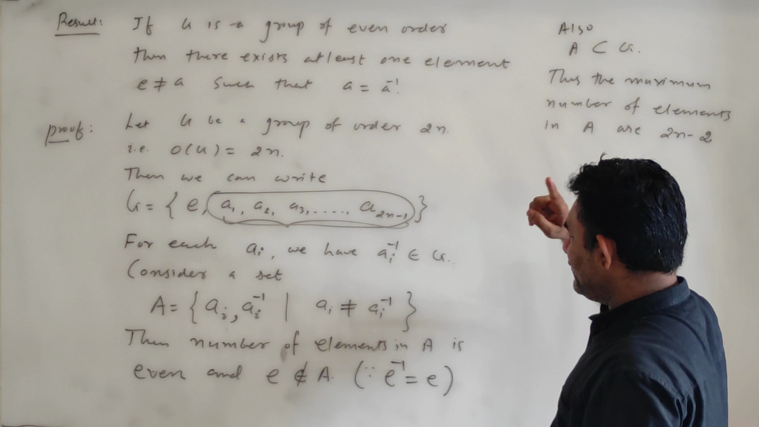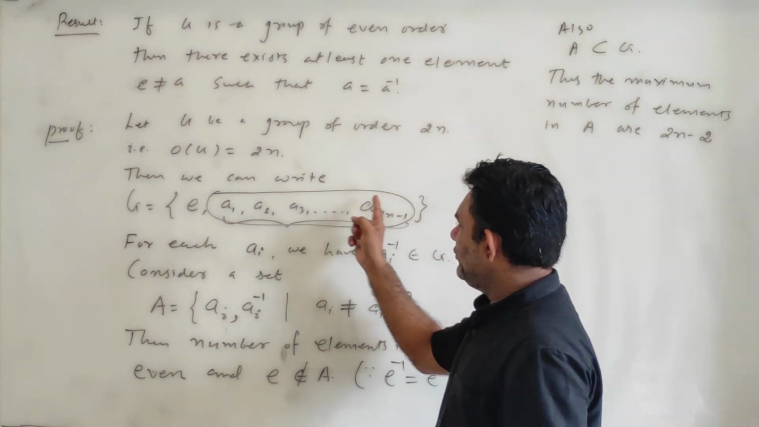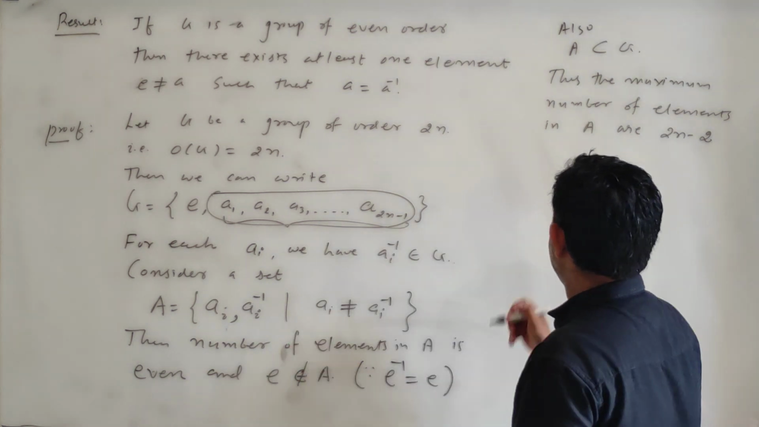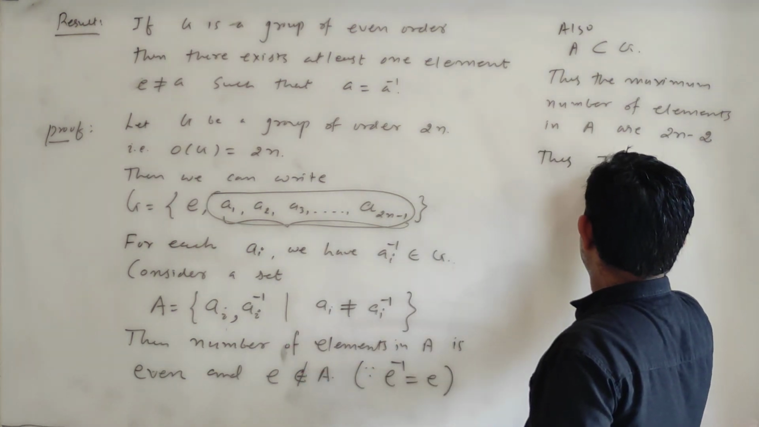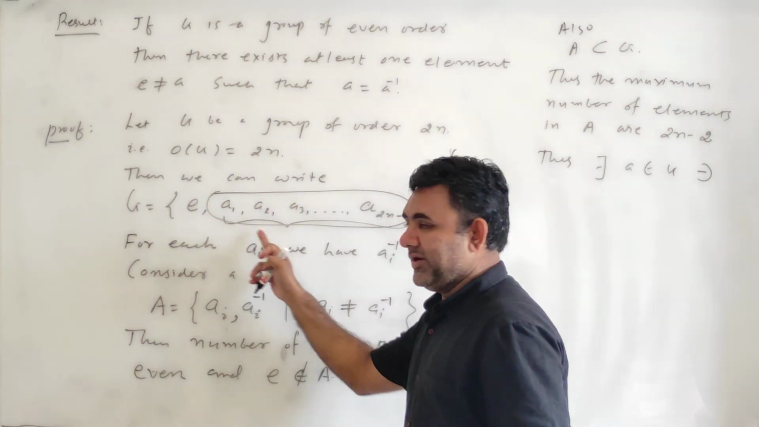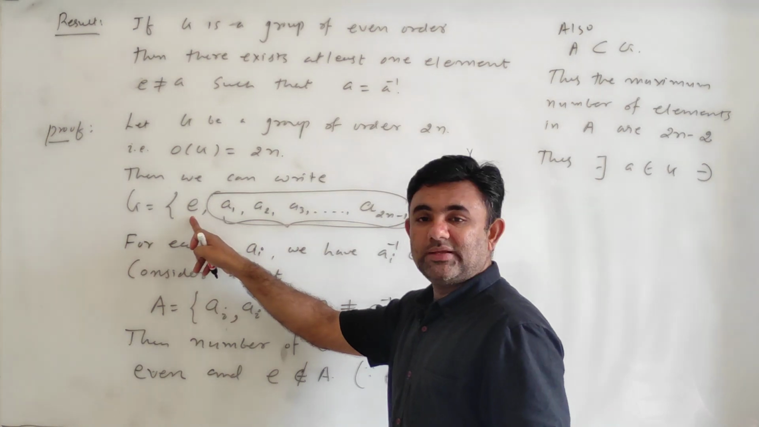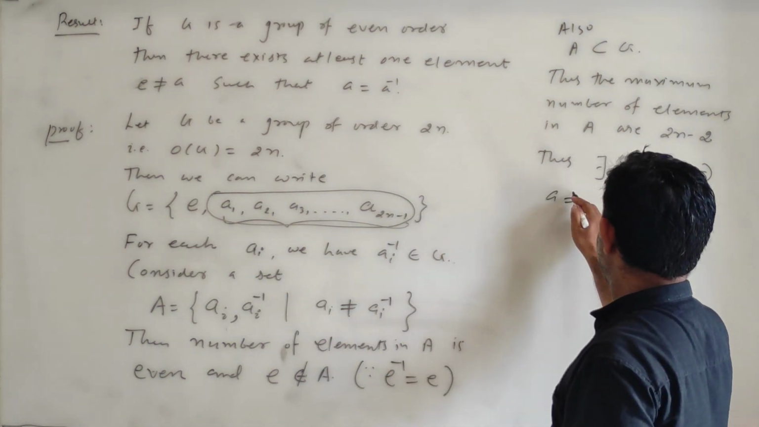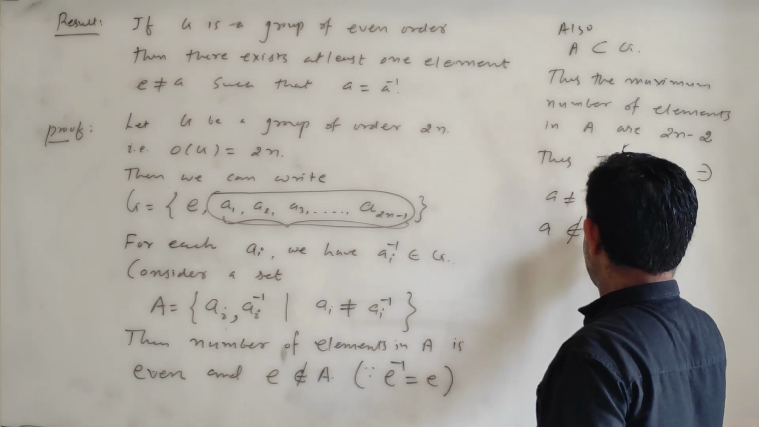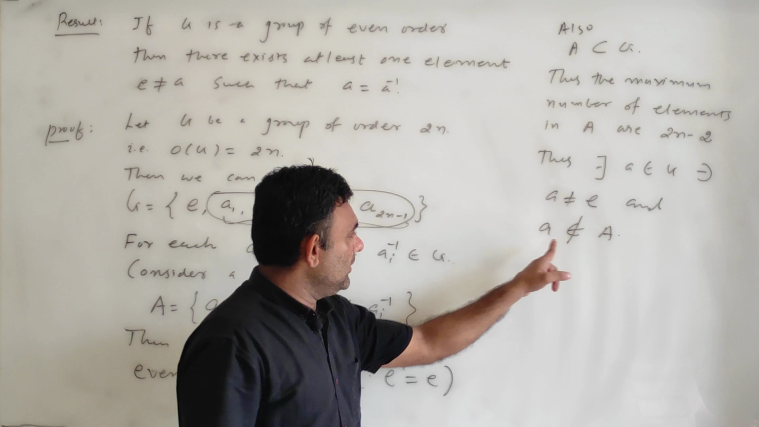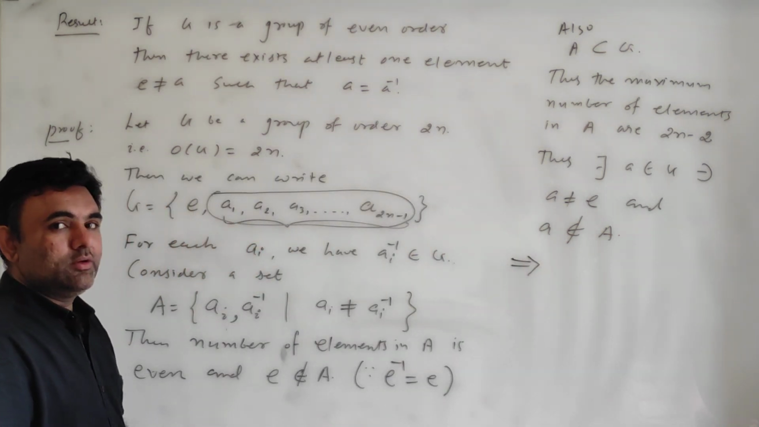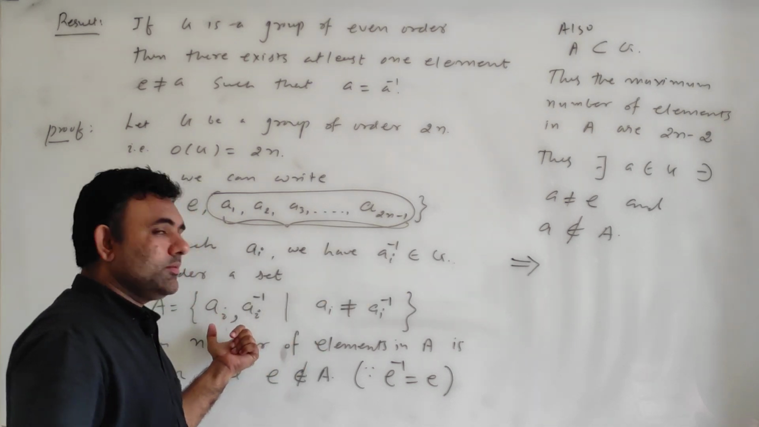So it means what? There is one element you will find from among these elements which is not here. So there exists a belongs to G, which will be other than identity, such that a is not equal to e and this a is not in A. This a will not be in A. So a is not in A. It means what? Why is a not here?